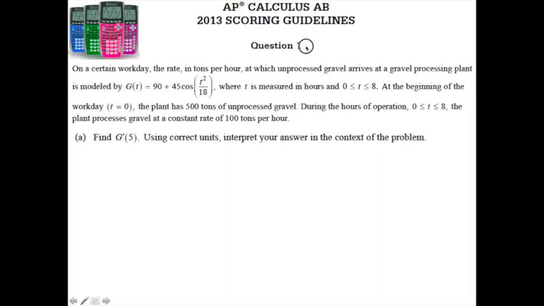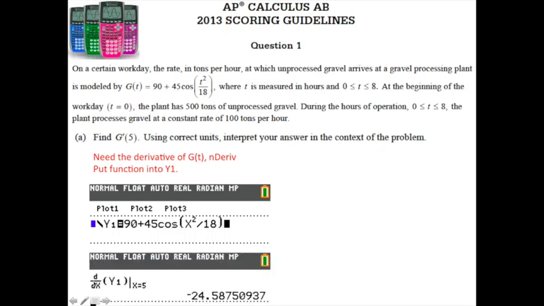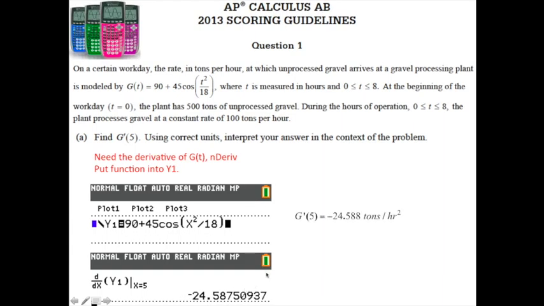Being a calculator problem, we want to find the derivative of g of t, so we're going to use our nDeriv. Again, I'm going to put the function into y1. This happens to be a trig function, so make sure you're in radians mode. And then that makes my nDeriv look a little cleaner. So I'm going to go to math, nDeriv, and use my vars key to put y1 in there. I'm going to evaluate it at 5. And I get an answer of negative 24.5875. Correctly rounded, that's minus 24.588 tons per hour squared.